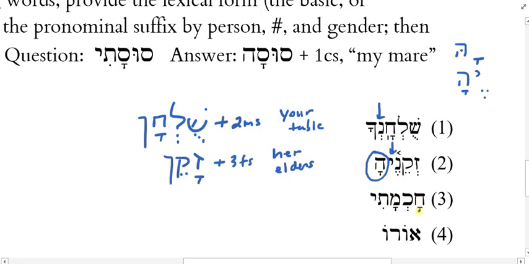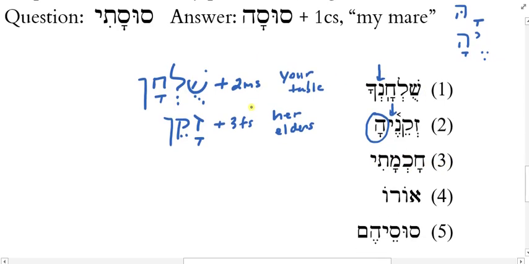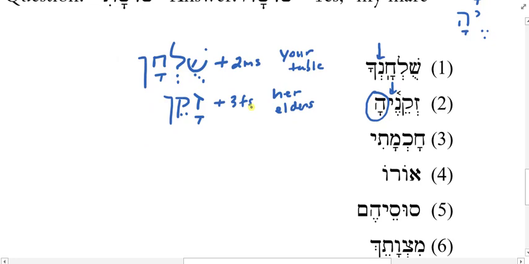Now look at number three. Say this with me. Chokmati. Chokmati. What do you think the noun is? Have you ever seen that noun before? Thousands of times, right? This is chokmah. What's chokmah? Wisdom. Very good. So do you see how the kamets became, would have been patach tav, but the vowel had to lengthen when I added this stressed syllable here, right?